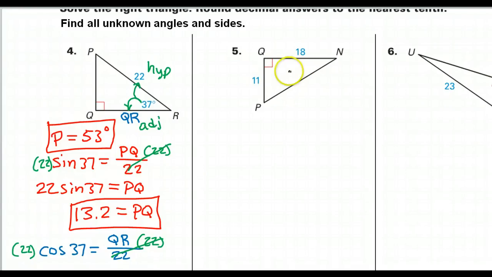Now, number 5. Let's see. There are 3 things we need to find. Angle P, angle N, and side PN. I'm going to go ahead and find angle P first. Focusing on angle P, I've got 18 is opposite, and 11 is adjacent. Opposite, adjacent, that is the tangent function. So tangent of angle P is equal to 18 over 11, opposite over adjacent.